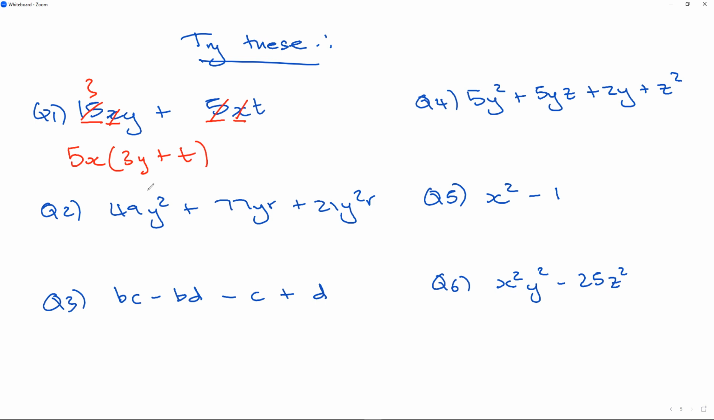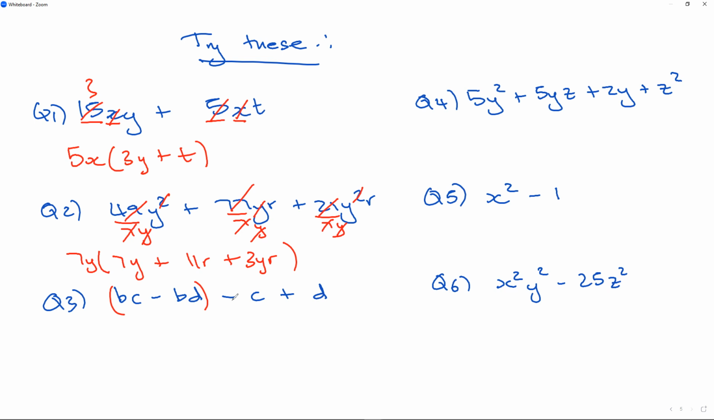The next one, what we have here is the following. It's not a trinomial, but we can take out a common 7 of each. And we can also take out y, but we can't take out r, so 7y would be in front. And we just divide each of these. So it's going to be 7y, plus 11r plus 7 goes into 21 3 times. Y goes into y squared, y times, and yr.